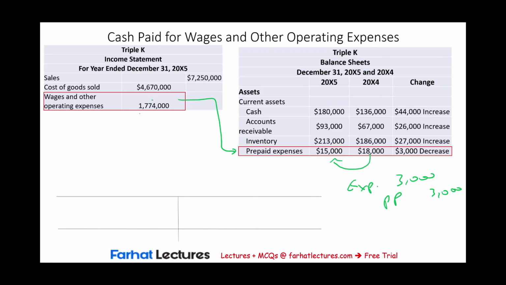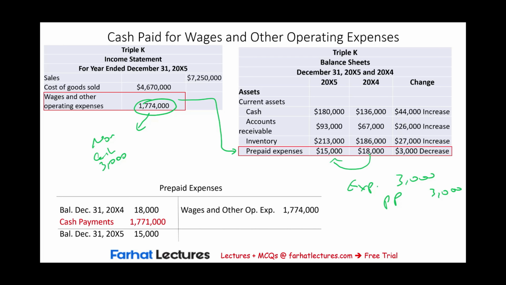It means part of these expenses, 3,000 of it, is non-cash. How do I know 3,000 of it is non-cash? Because I used up 3,000 of my prepaid expenses. Well, if 3,000 is non-cash, the remainder is cash, which is 1,771,000. Again, you want to do the journal entry.